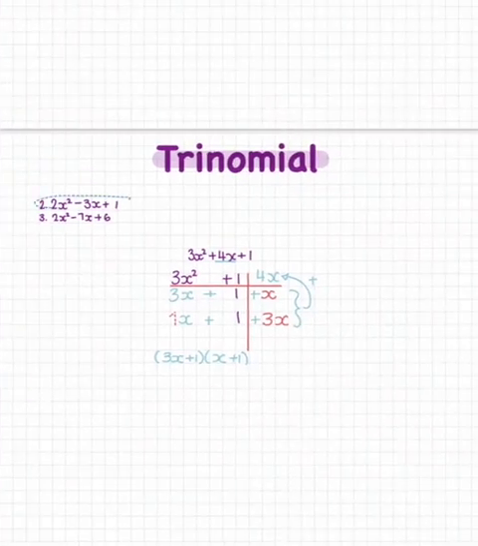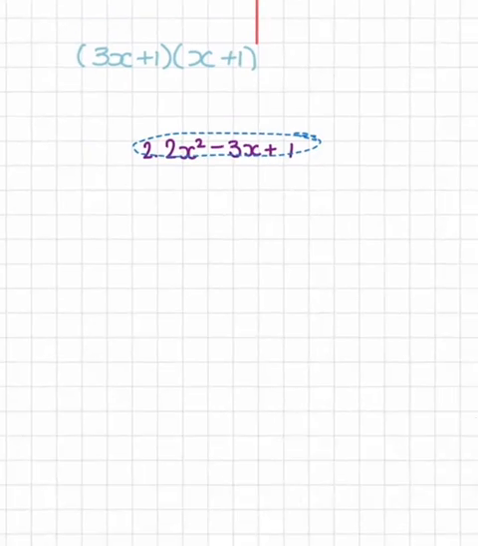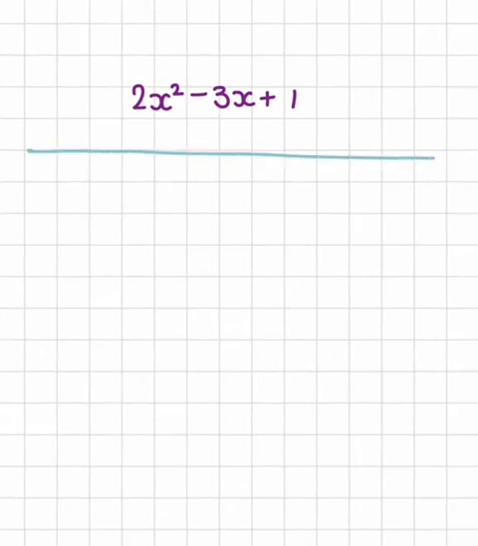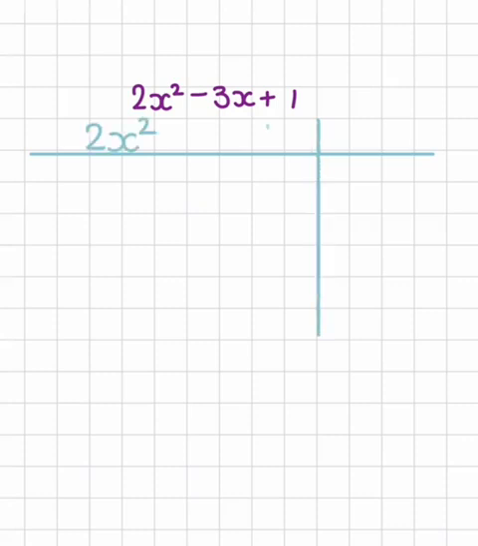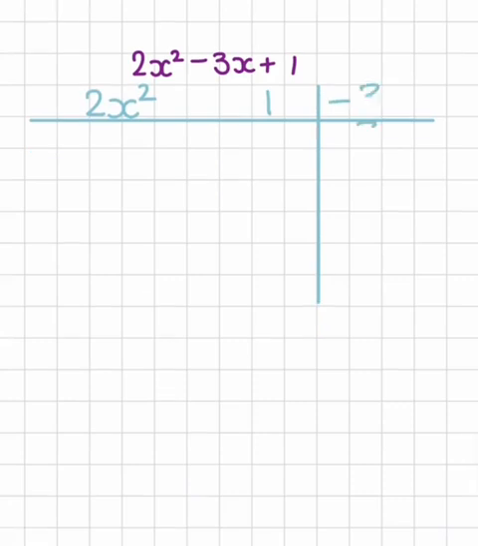Let's deal with number 2. First things first, yet again, you're going to draw up your T method and fill it in. I'm going to have my 2x squared here, my 1, and my middle term all the way on the other side. We're then going to land up with 2x and just an x. Remember, we don't have to write that 1 there. It's like a ninja 1. Then we write our factors of 1, which is 1 and 1. We then cross multiply. So x times 1 is x, and 2x times 1 is 2x.